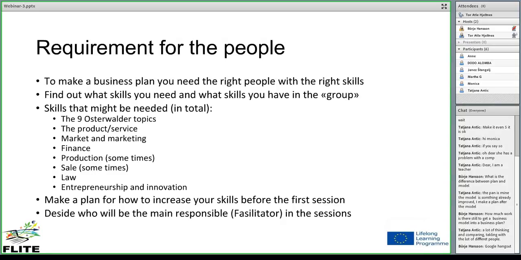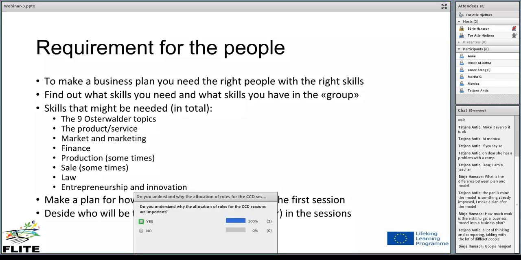So I would suggest that you as a student in this course, we can go through this list and see what you are good at. Maybe some of the persons in the group have some special knowledge in one of these areas, and then that person can take the main responsibility for this area in the business plan.